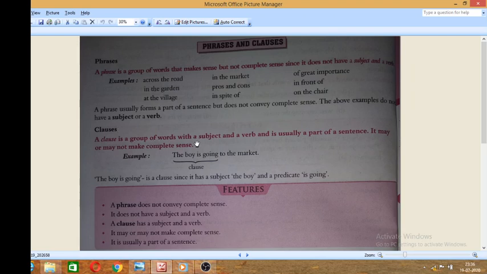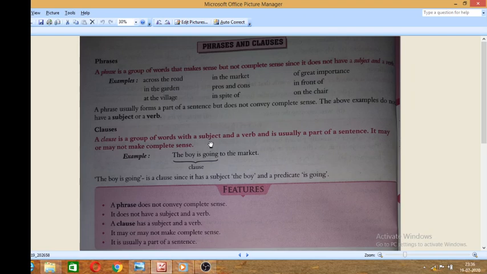A clause is a group of words with a subject and a verb, and is usually part of a sentence. Then what is the difference between a clause and a sentence? The clause is a part of a sentence. A clause is a sentence within a bigger sentence. This is the difference between a clause and a sentence, and between phrases and clauses.